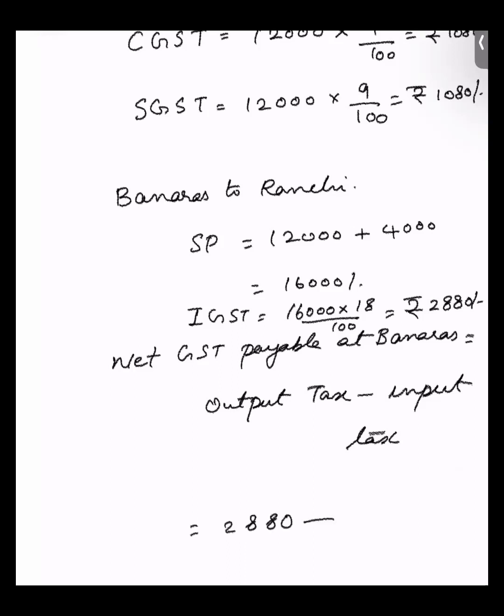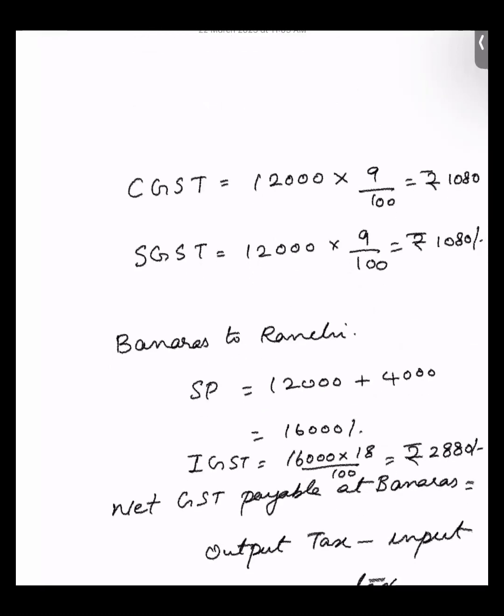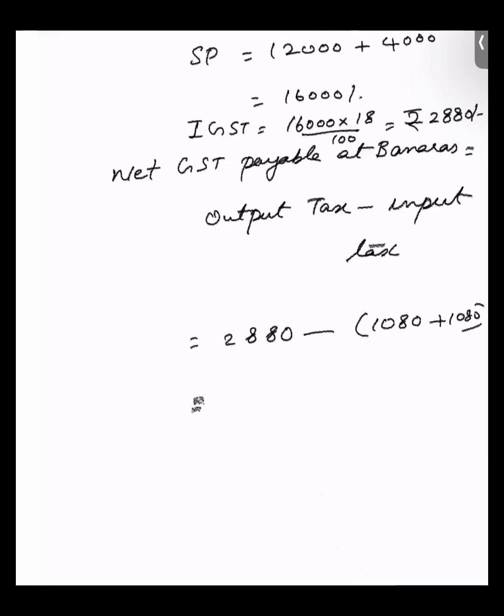2,880 minus 1,080 plus 1,080. You need to add both CGST and SGST, since CGST and SGST was the input tax credit. What is the input tax credit? Input tax credit is 1,080 plus 1,080. So here you need to subtract this. And what is the figure that you are going to get? 2,880 minus 2,160, which would be 720 rupees.